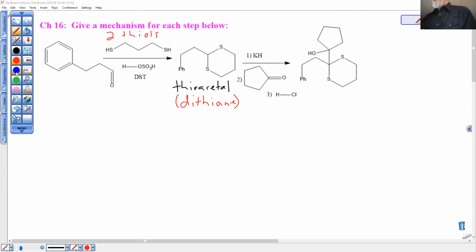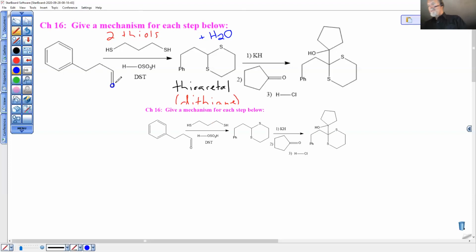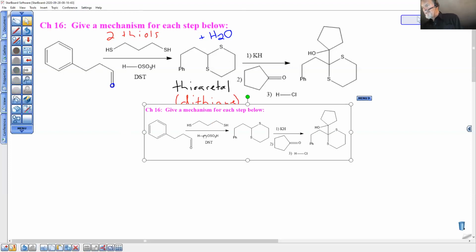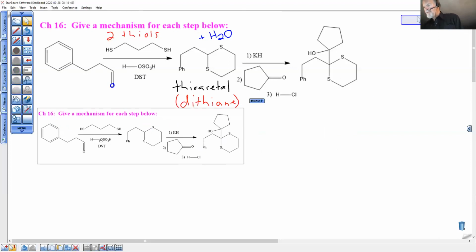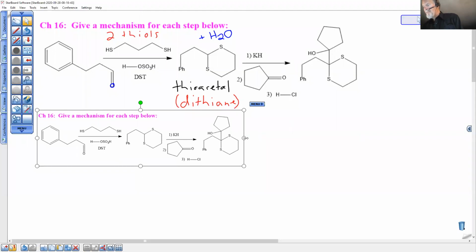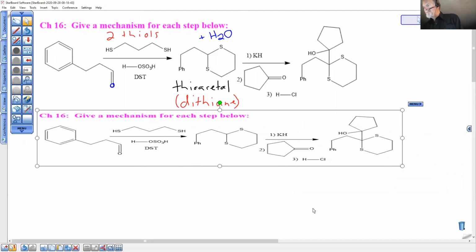And I want to remind you, this is a condensation reaction. The oxygen that used to be the carbonyl ends up there. And we'll do the mechanism underneath. There we go. I'm stretching it that way. Nice.